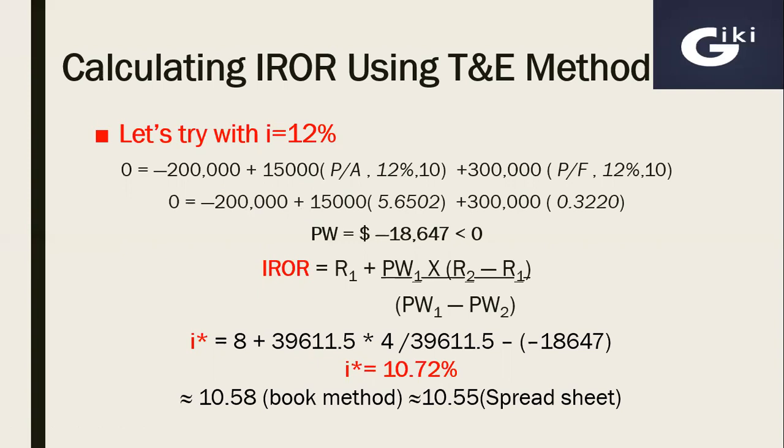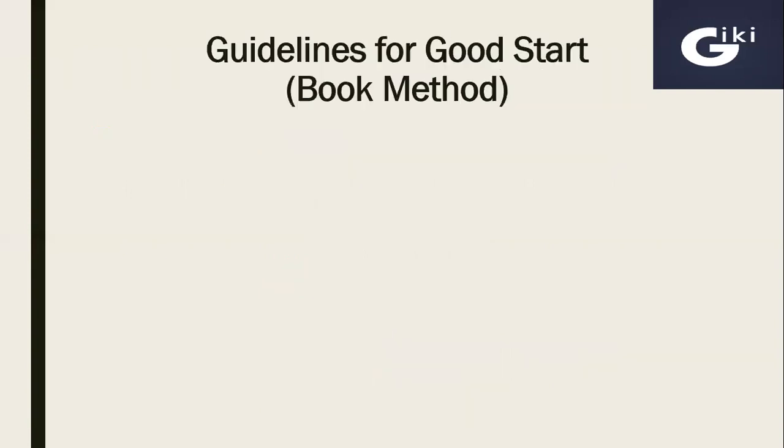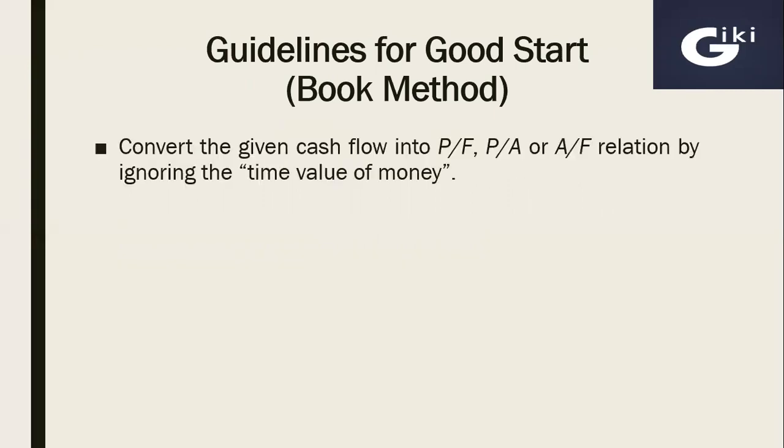If we use the book method or spreadsheet method, the result will be equal to 10.58% or 10.55%. There is slight difference due to trial and error method used here. Now we'll discuss the method given in book.